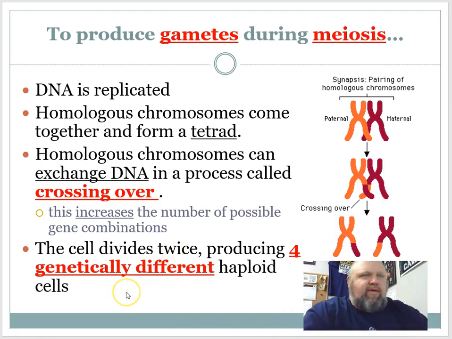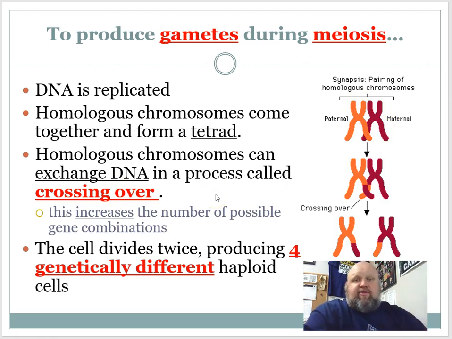To produce gametes, DNA has to be replicated just like normal in mitosis. The same thing's happening here. So we go through a full stage of mitosis, basically, and you have those homologous chromosomes come together and form a tetrad. That prefix tetra means four. We have four chromosomes here, two of each.